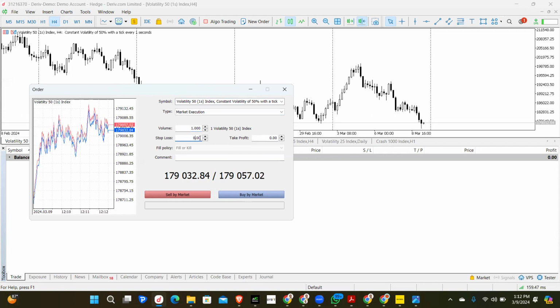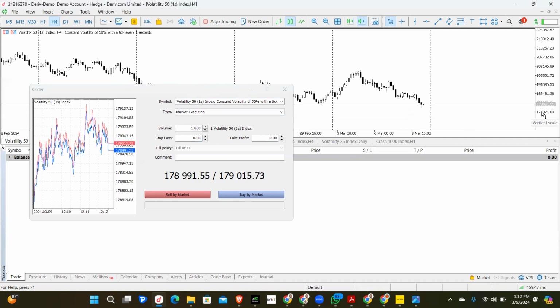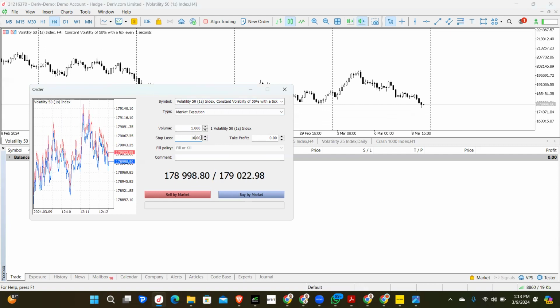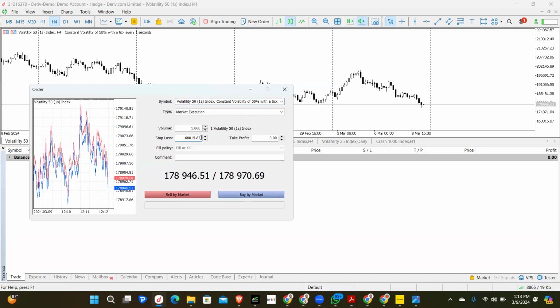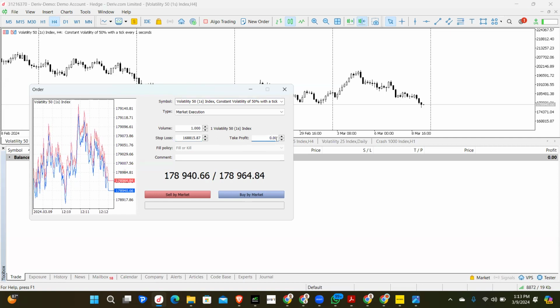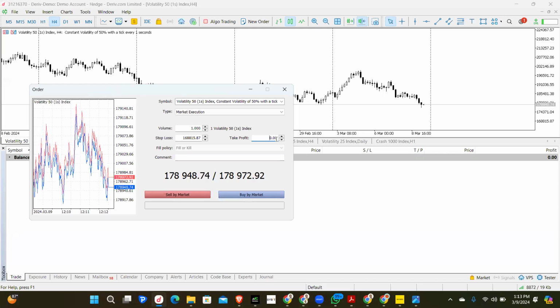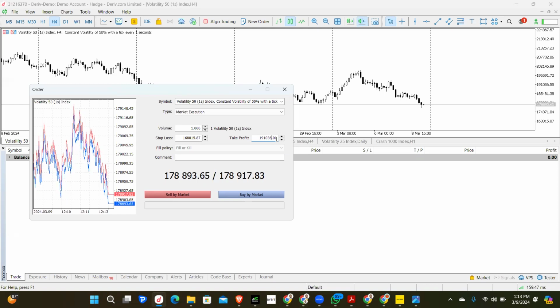Let me set my take profit. I'm just using arbitrary values for now because I want to show you something. I want to set the stop loss at 168815.87. Remember, before you place a trade, always put your stop loss. I did not do analysis on this; I'm just placing an arbitrary trade to show you all the things I've explained about margin, leverage, equity, and the calculations. For profit, I will go for 19,036.55. All right, so I want to buy.